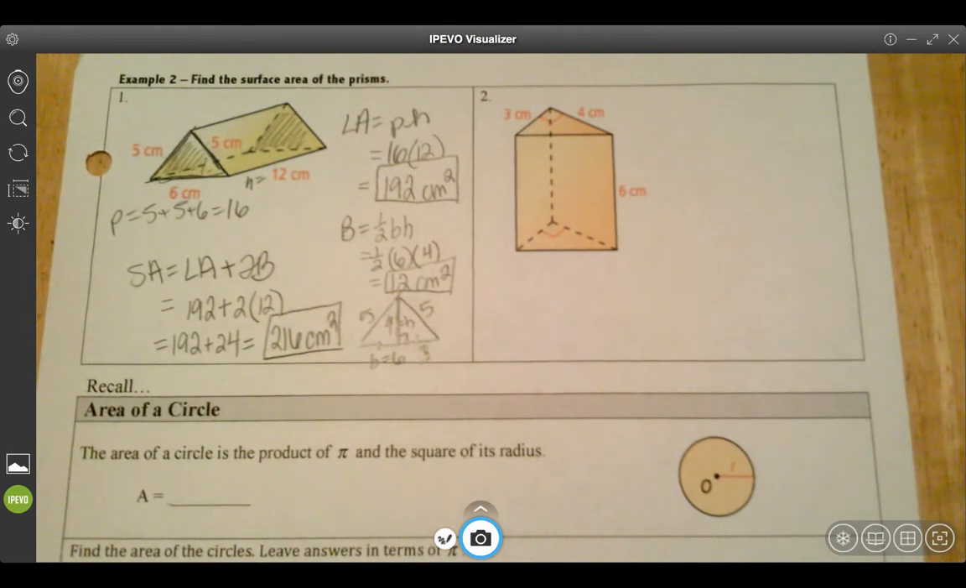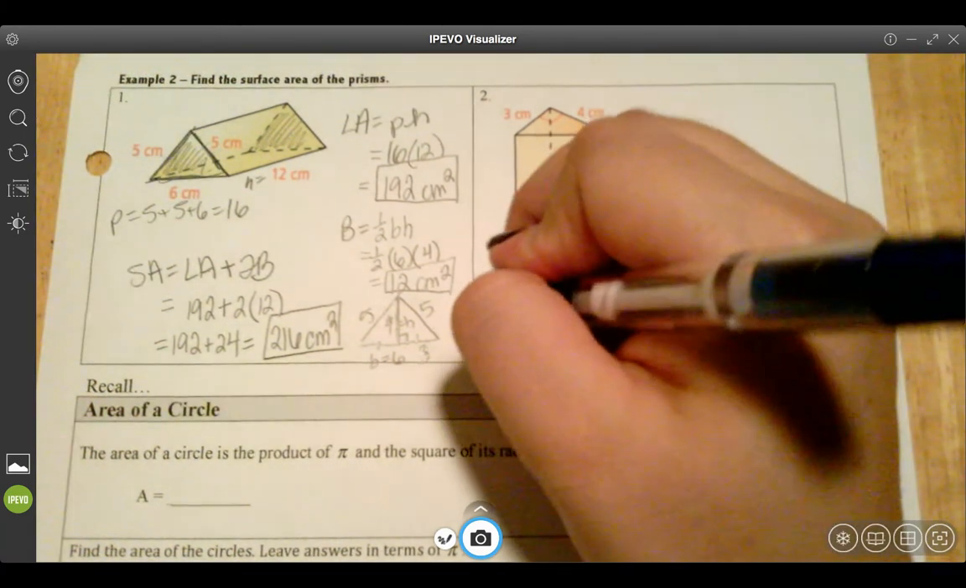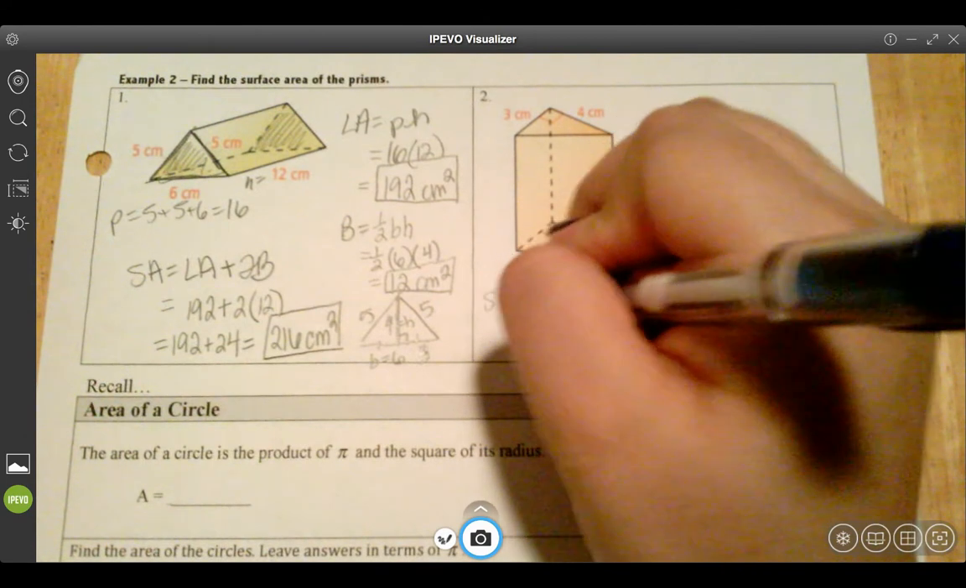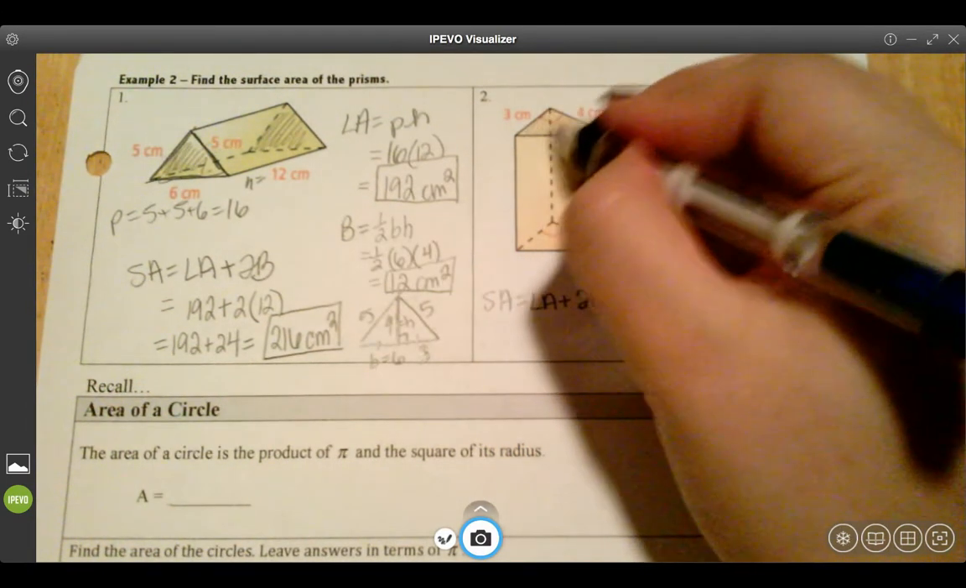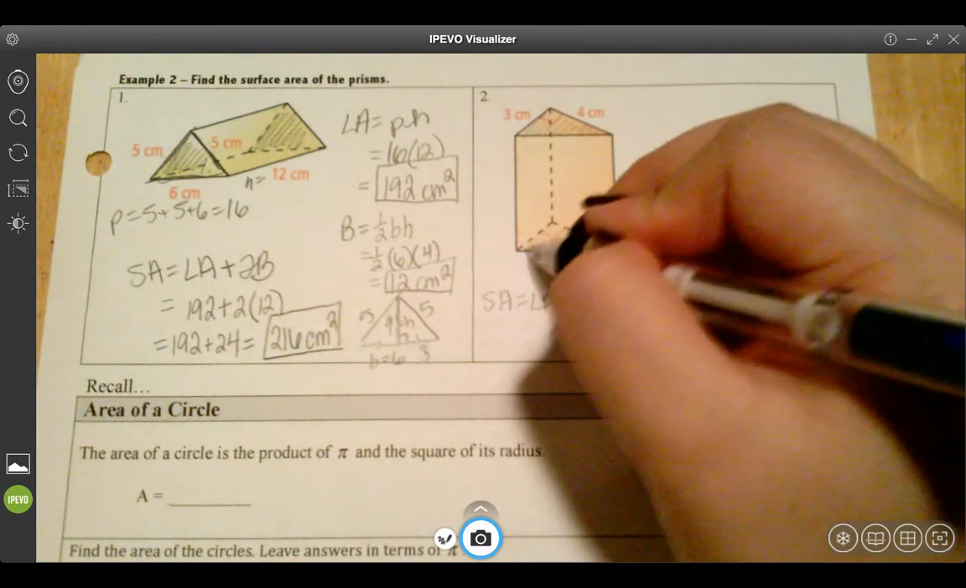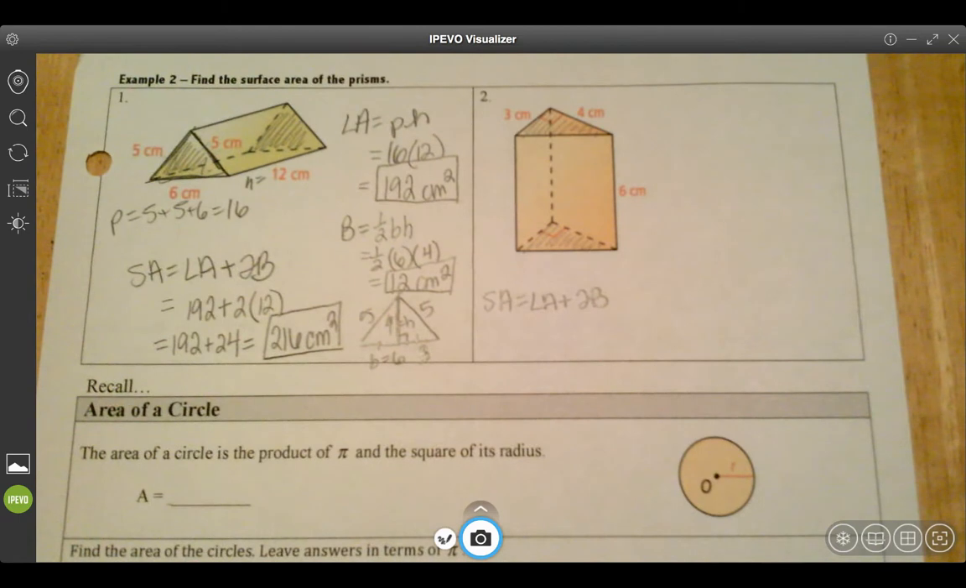Okay, let's try another one. Same thing. We're going to go through the steps together. So I need to find the surface area. Surface area equals lateral area plus I have 2 bases. Color in those bases. This is nice because now we have a right angle, so we won't have to calculate the height of our triangle.